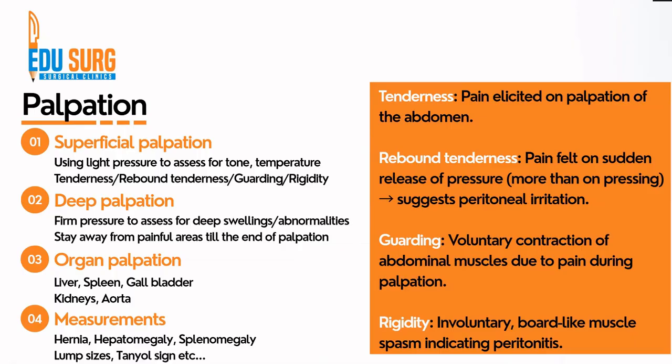Like we discussed the Tenule sign, there are other measurements. You saw the measurements in the video on hernia. If there is a lump, you need to measure the size of the lump. Hepatomegaly, splenomegaly, gallbladder mass, all of them are areas where you need to perform measurements, and we will see that in specific videos covering these aspects.